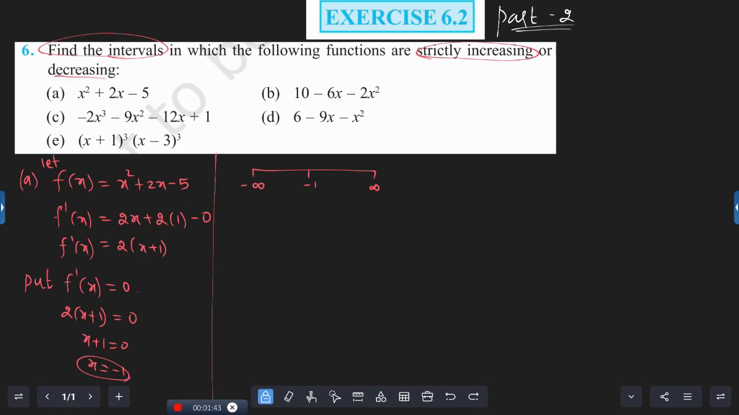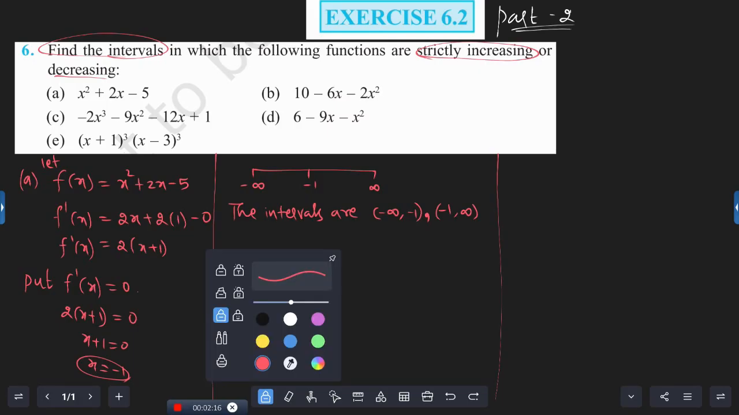Now after getting the x value, we have to make an interval, minus infinity to plus infinity. Here we have minus 1. Then we have two intervals: minus infinity comma minus 1, and minus 1 comma plus infinity. After writing the intervals, what do we have to do? We have to make a table, the increasing decreasing table.